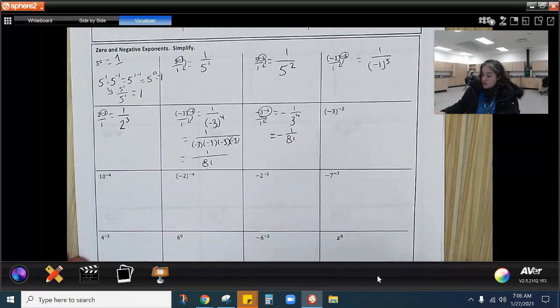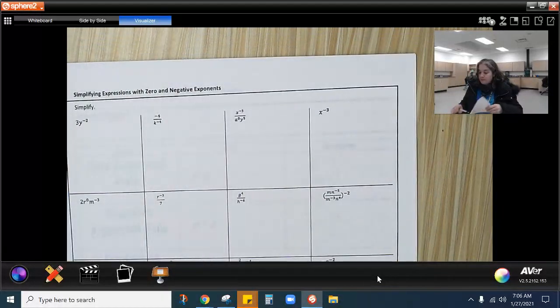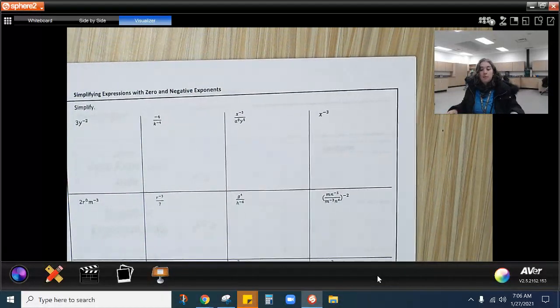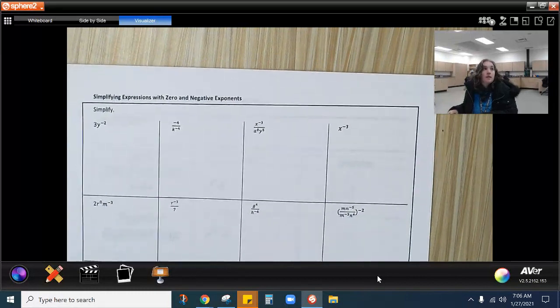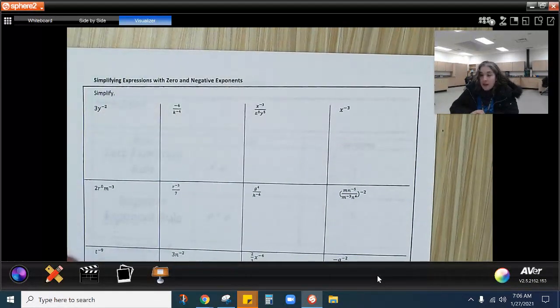All right. Hopefully you had a chance to try a couple more on this page. Get pretty familiar with our 0 and negative exponent rules, because we're going to try some more of them. So for our first one up here, we want to simplify all of these, okay? If it's got a negative exponent, we just want to simplify it.